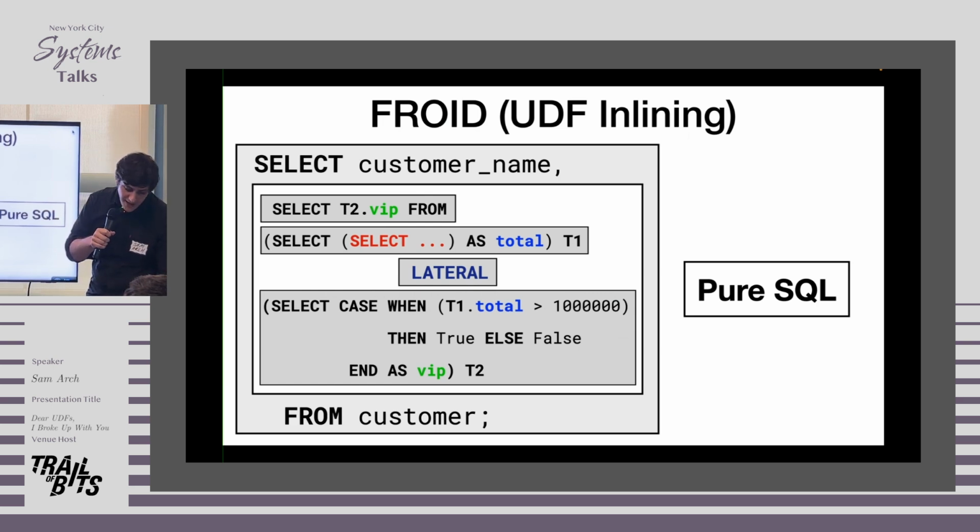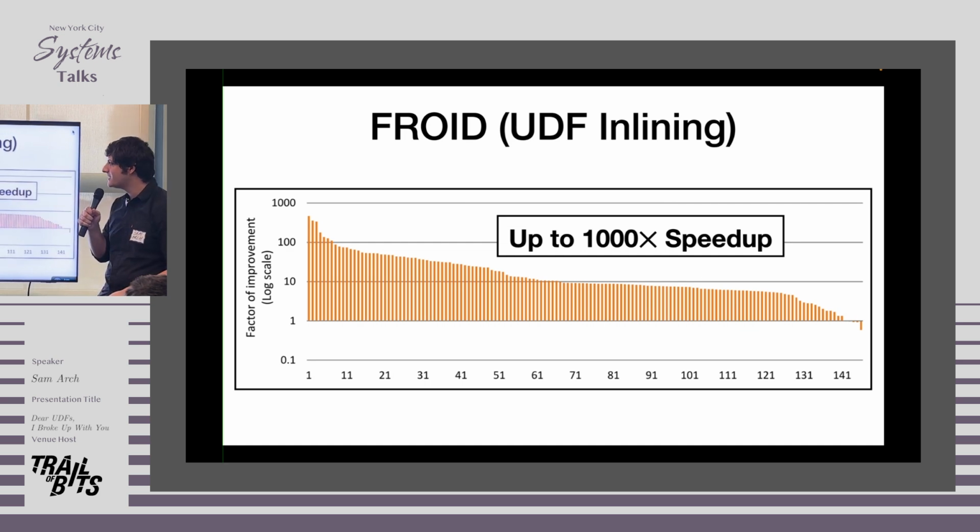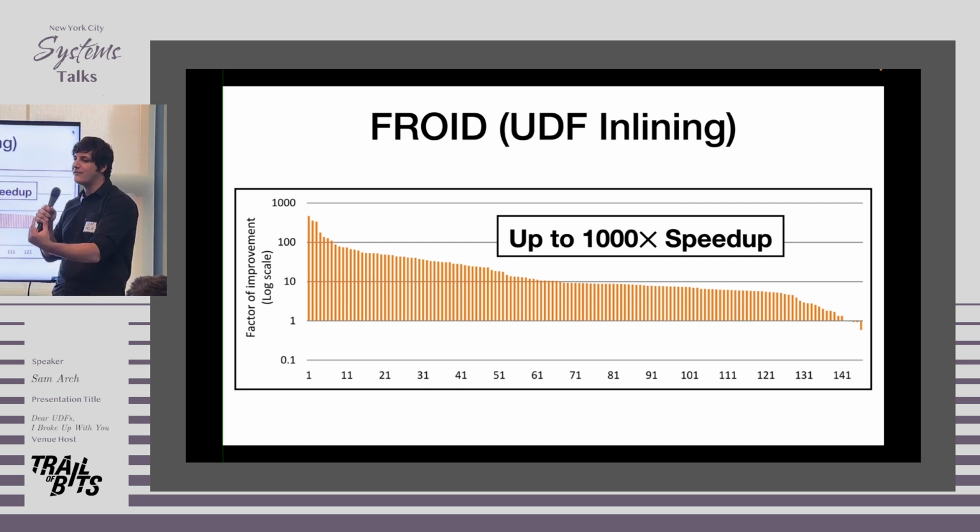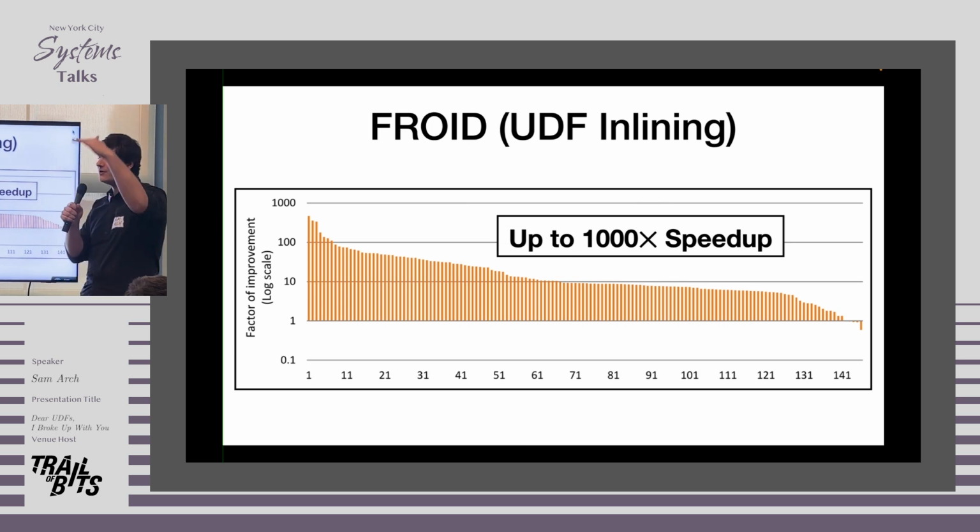And this is the reason why FROID is able to get such huge speedups, because instead of having this UDF, which is an opaque function call that the database system can't reason about, the whole thing is now just in SQL, which the database system knows how to optimize.